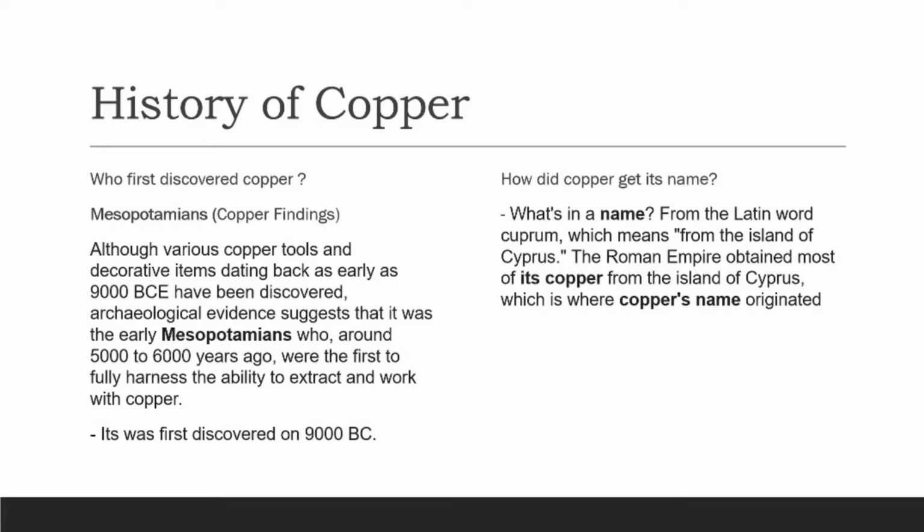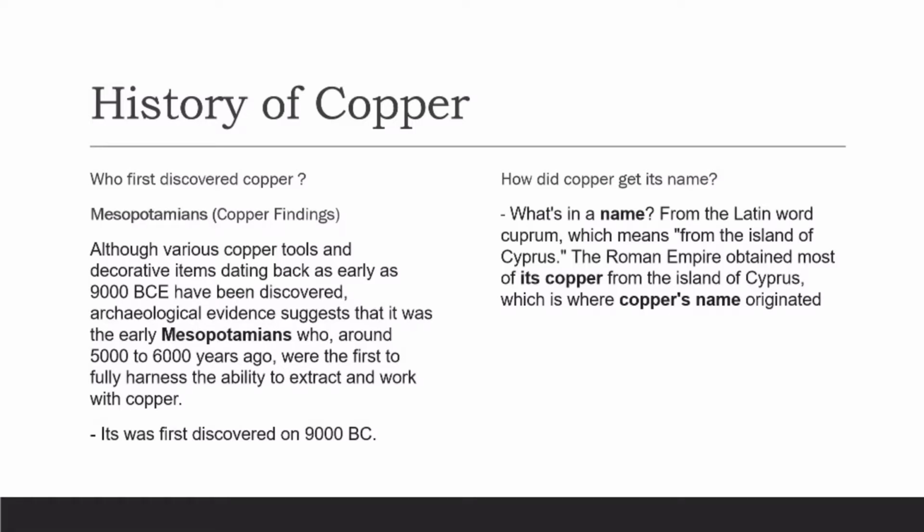Who was the first discoverer of copper? Although various copper tools and decorative items dating back as early as 9000 BCE have been discovered, archaeological evidence suggests that it was the early Mesopotamians who, around 5000 to 6000 years ago, were the first to fully harness the ability to extract and work with copper. It was first discovered in 9000 BC.